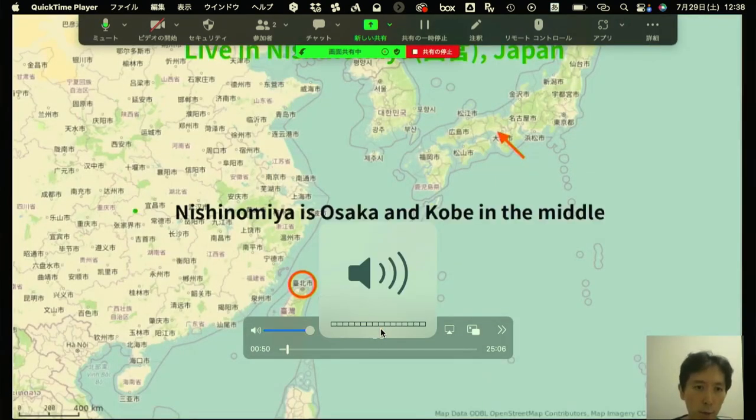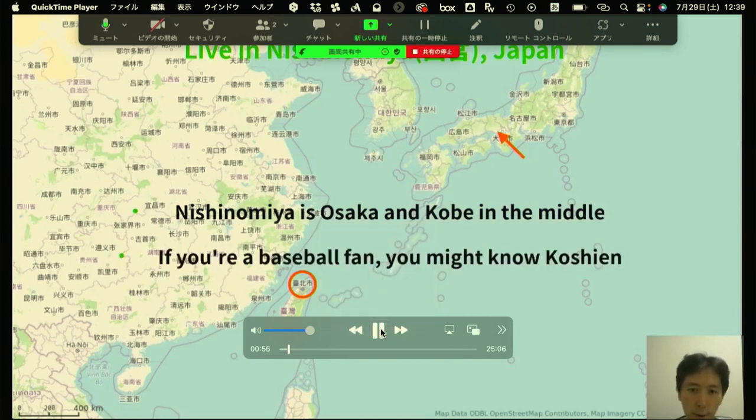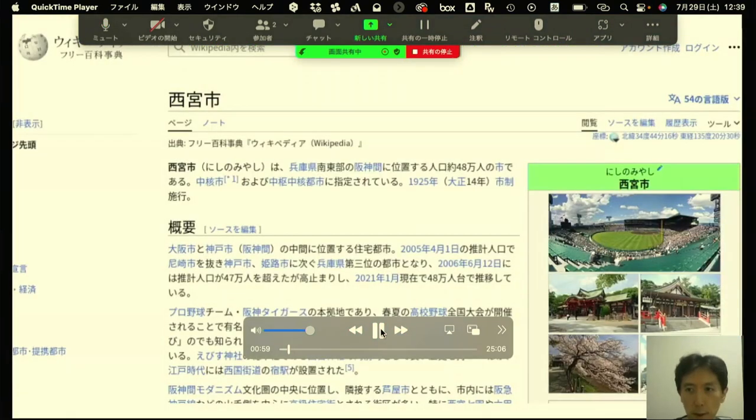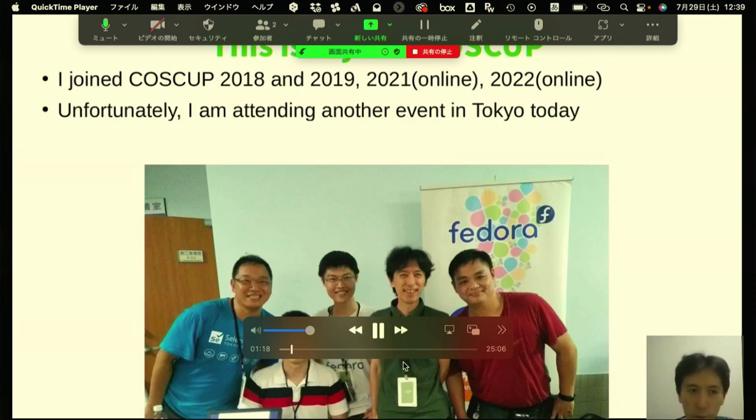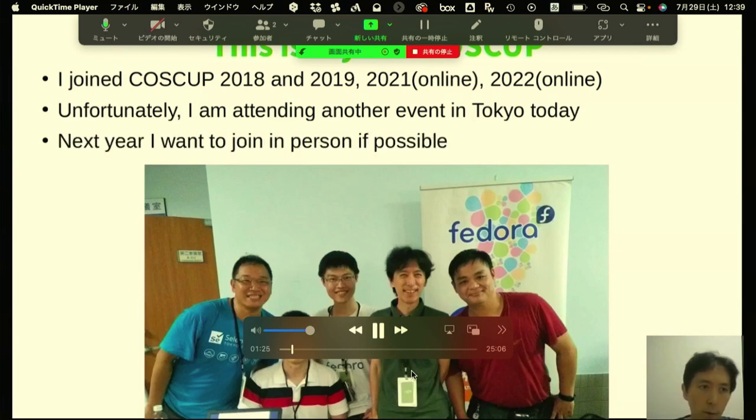Nishinomiya is between Osaka and Kobe. If you are a baseball fan, you might know Koshien. This is my fifth Conference. My first was in 2018. But now, unfortunately, I'm attending another event in Tokyo today, so I'm joining online. Next year I want to join in person if possible.